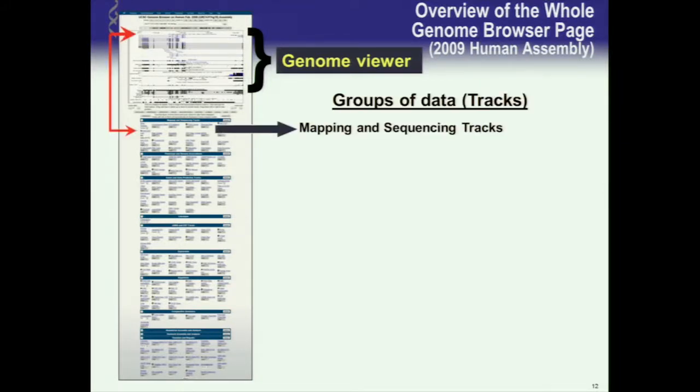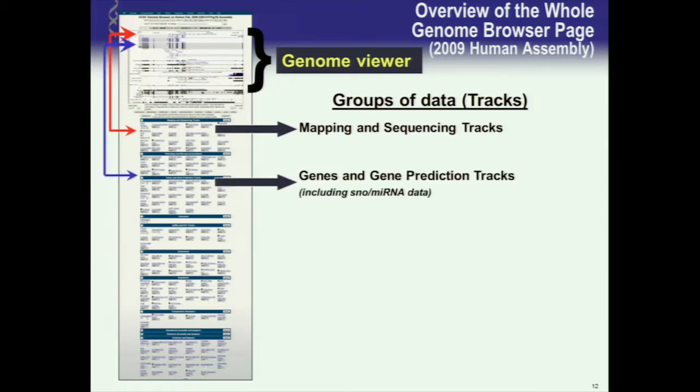Just to orientate you, things are grouped together in categories that hopefully make some reasonable sense. At the top, we have mapping and sequencing. A lot of that's historical about how the genome assembly was made, the BACs that went into it, things like that. But there's some really useful tracks in here too. I'll talk you through a couple of those in a bit. Then we have genes and gene prediction. There's 20 different varieties of gene annotation. Take your pick which one you like.